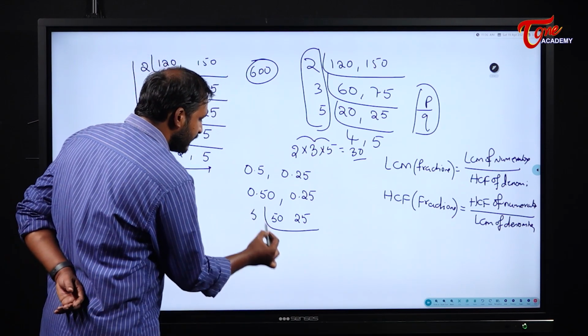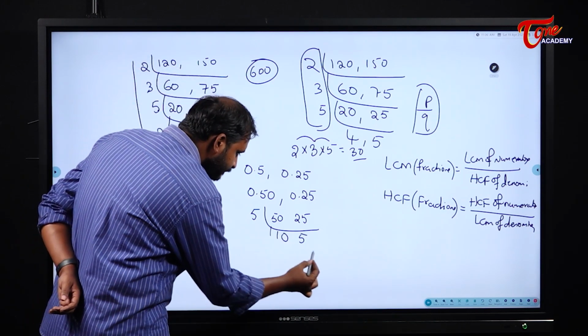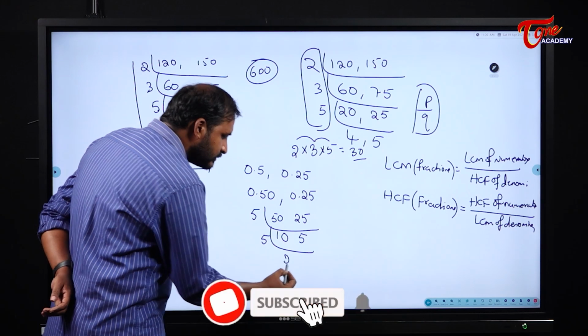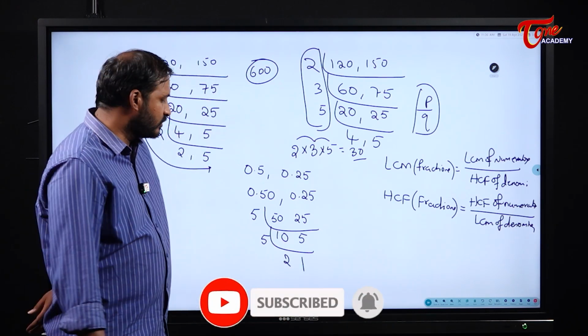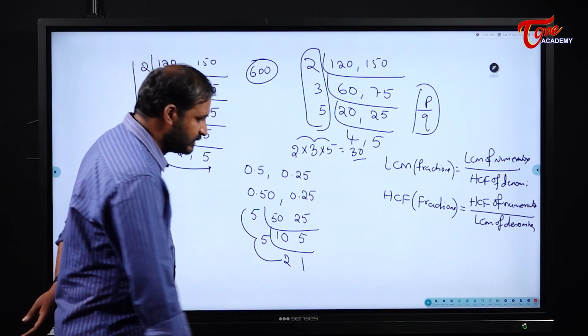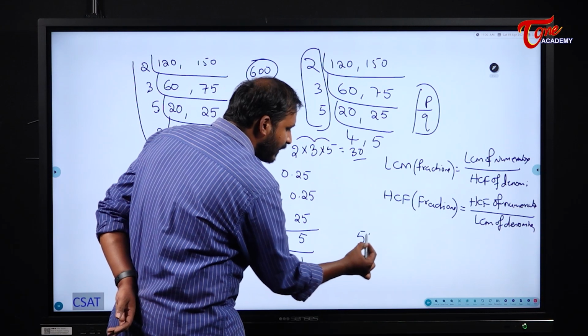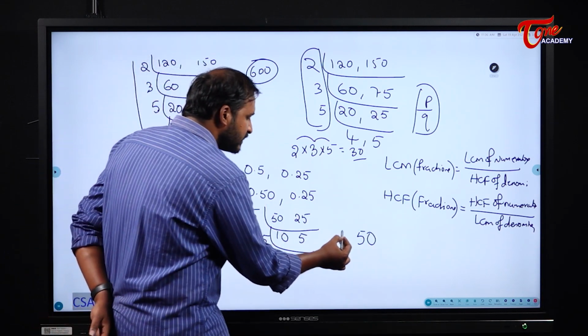So 5 10s are 50, 5 5s are 25. Next, 5 2s are 10, 5 1s are 5. So this is to find all the prime numbers. 5 5s are 25, 25 2s are 50. So the LCM I got is 50. But how many decimal points did I remove here? 2, right? So simply put the same.